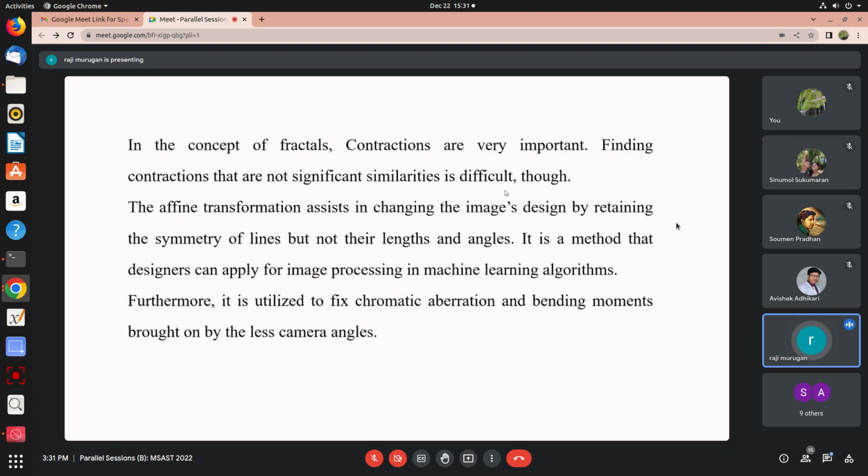In the concept of fractals, contractions are very important. Finding contractions that are not mere similarities is difficult. Affine transformations assist in changing images by retaining the straightness of the lines but not their lengths and angles. It is a method that designers can apply for image processing in machine learning algorithms. Furthermore, it is utilized to fix chromatic aberrations and distortions brought on by oblique camera angles.